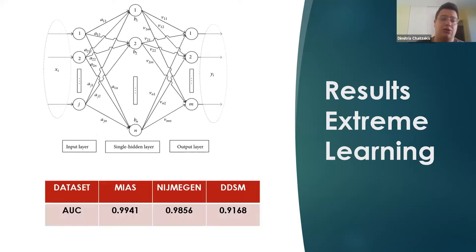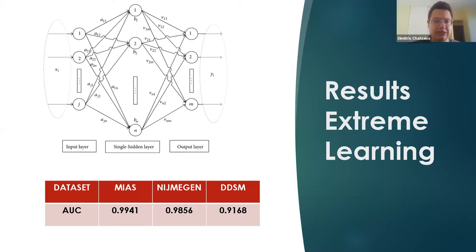This was done on three different datasets: on the MIAS, which had 26 rows extracted from it; on the Nijmegen, which had 103 rows extracted from it; and on the DDSM, which had 150 rows extracted from it.